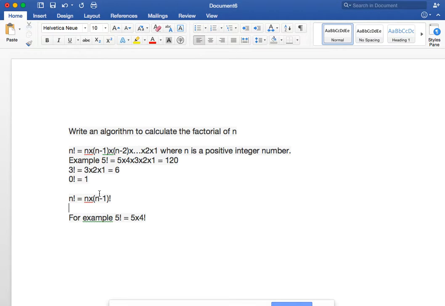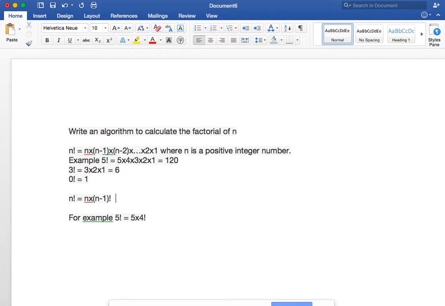If you only define it like this, then when people ask you to write out n factorial, you can never stop, because no matter what n is, you always have n minus 1. Then n minus 1 factorial is n minus 1 multiplied by n minus 2 factorial, and n minus 2 factorial is n minus 2 times n minus 3 factorial. So you can keep going. So you must have a stopping point.